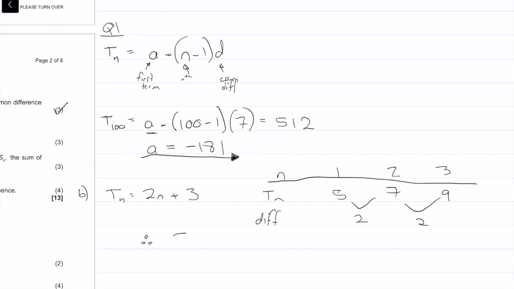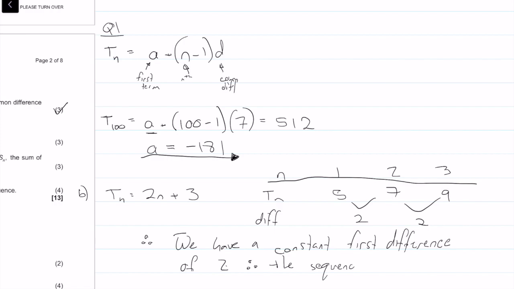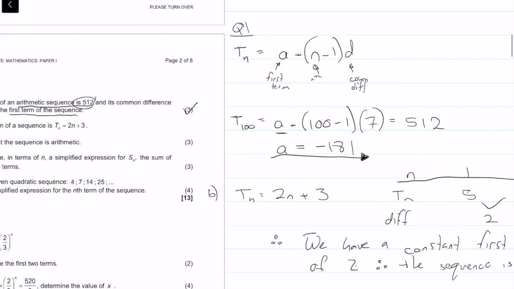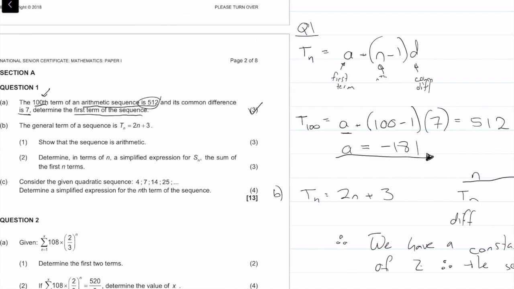we can say we have a constant first difference of 2. Therefore, the sequence is arithmetic. That's as simple as that, and we get 3 marks for that, which is quite generous.